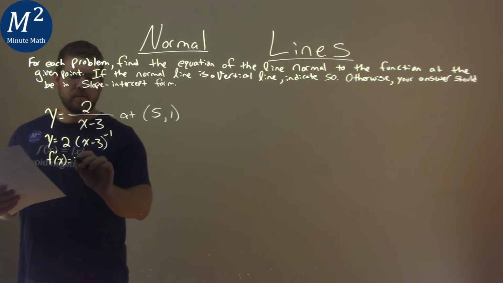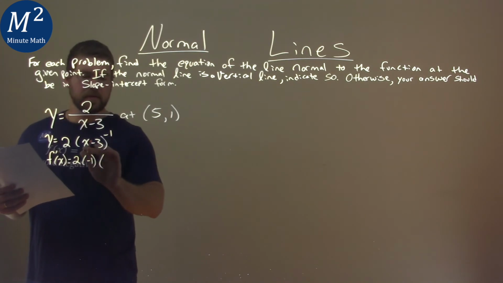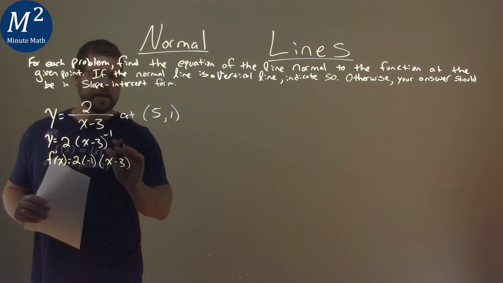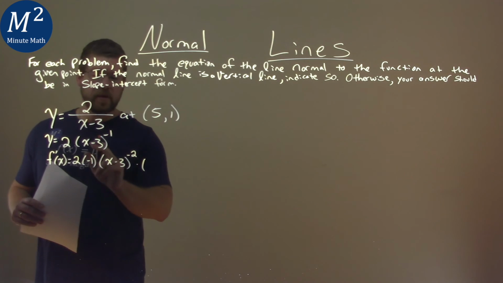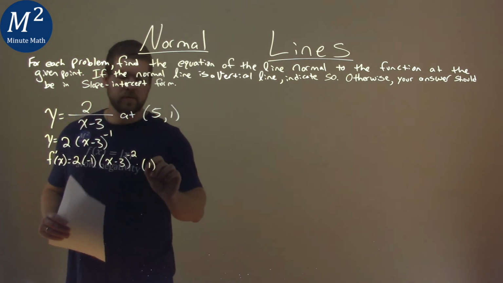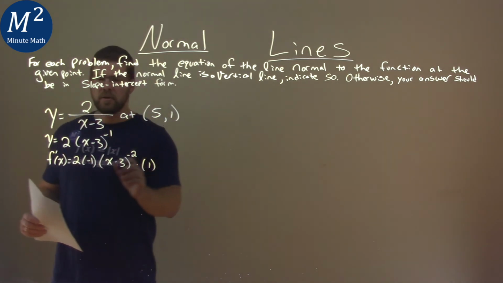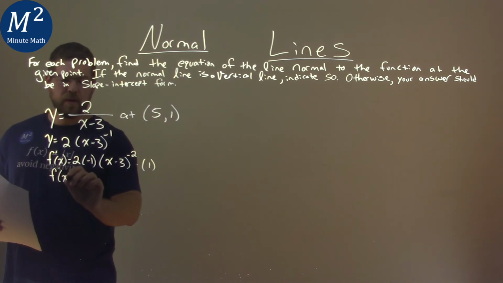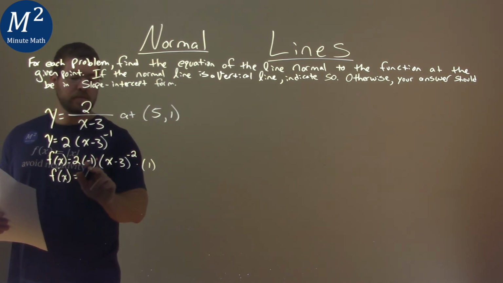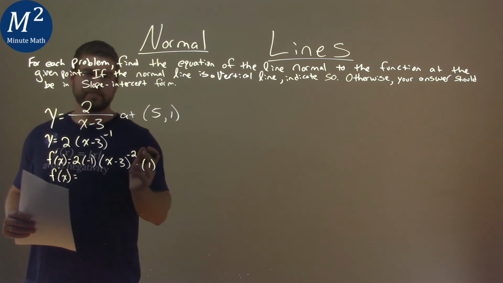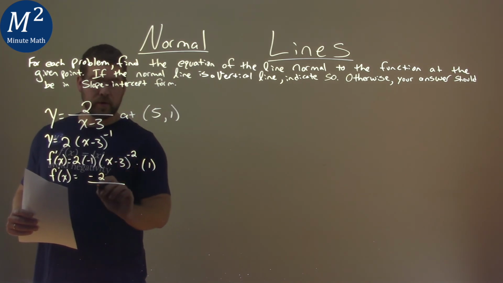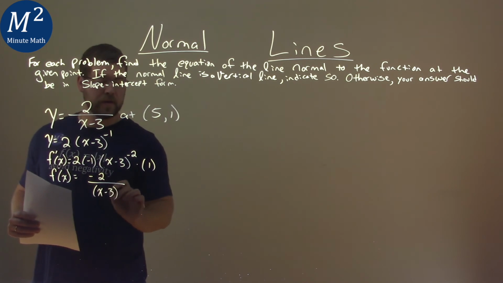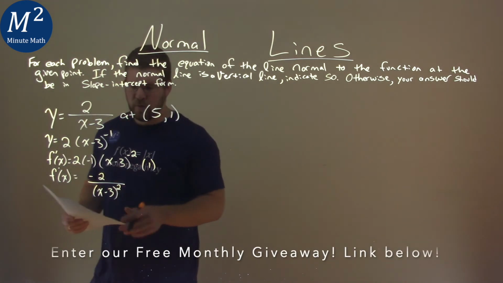So f prime of x now, we need to find that. Negative 1 comes down, so we have 2 times the negative 1 here, times the inside, x minus 3, to the negative 1 power minus 1, which is negative 2. Multiply that by the derivative of the inside, positive 1. Let's go simplify this now back out. F prime of x is equal to our numerator, 2 times negative 1 times 1 is a, well, negative 2. That's going to be over our x minus 3. We can bring down to the denominator, but we make the exponent positive 2. So we have our derivative here.